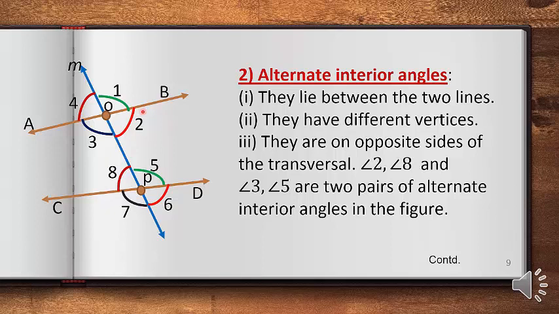Also they are lying on either side of the transversal. So we say angle 2 and angle 8 as alternate interior angles. Now consider the other two angles, that is angle 3 and angle 5. They are also interior angles and they are also lying on different vertices. Angle 3 is having vertex O, angle 5 is having vertex P. Also angle 3 and angle 5, they are lying on either side of the transversal. So we call such pairs of angles as alternate interior angles.